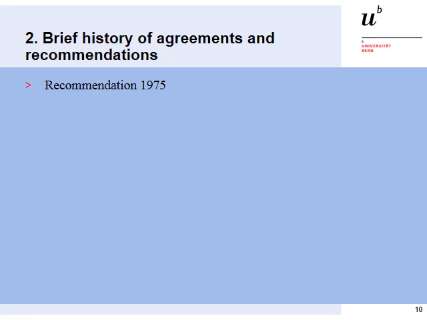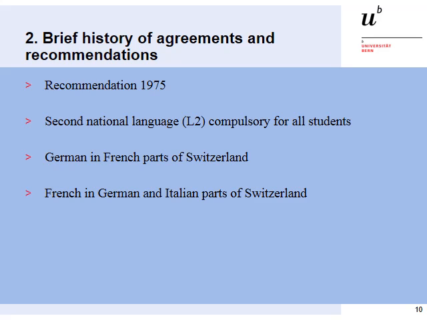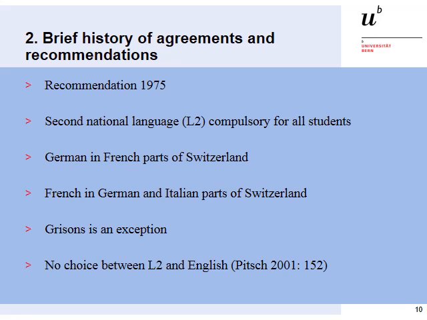The main points were that a second national language, L2, should be compulsory for all students, and that this language should be German for French-speaking parts of Switzerland, and French for German and Italian-speaking parts of Switzerland. Grisons, with its special situation as a trilingual canton, was an exception already then, and there was no possibility to choose between L2 and English. In fact, English was mainly an optional subject in or even after secondary level 1.